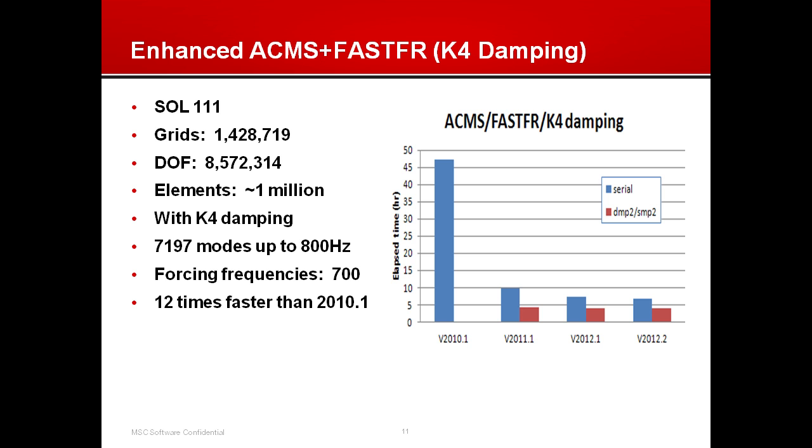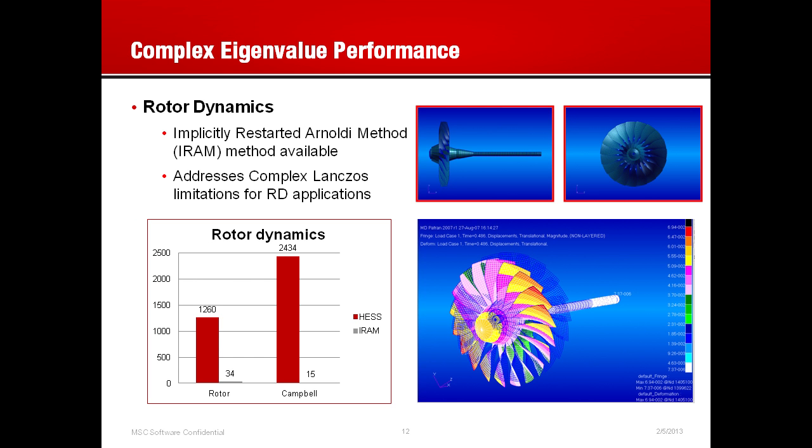So this was a typical model in the 8 million degrees of freedom range, lots of modes, lots of forcing functions, and we can see that in the later releases, the current release of the product, we're effectively 12 times faster than what we were just a few years ago. And we are continuing to work to improve these algorithms.